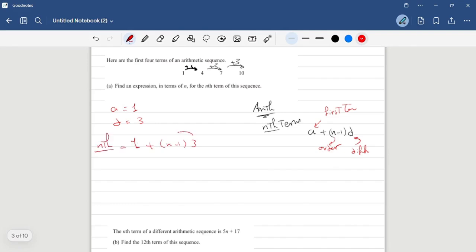So for this expression, I will expand the 3. It will be 1 plus 3n minus 3. Now we can note that I have two constant values. I can add them together, right? So it will be 3n minus 2. And this is the nth term. Do you understand it?